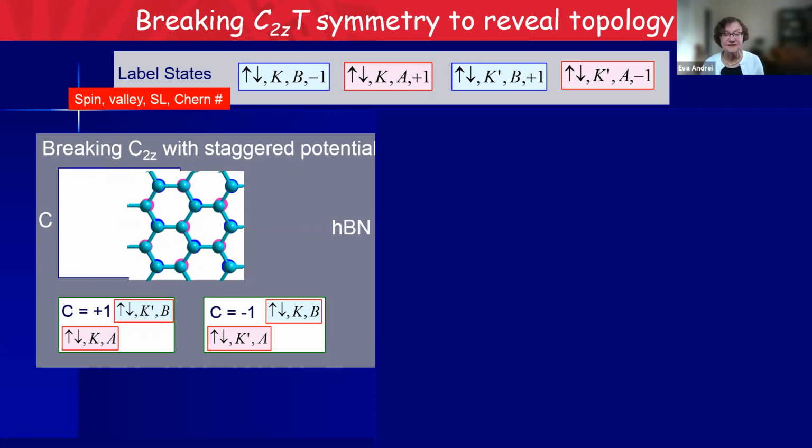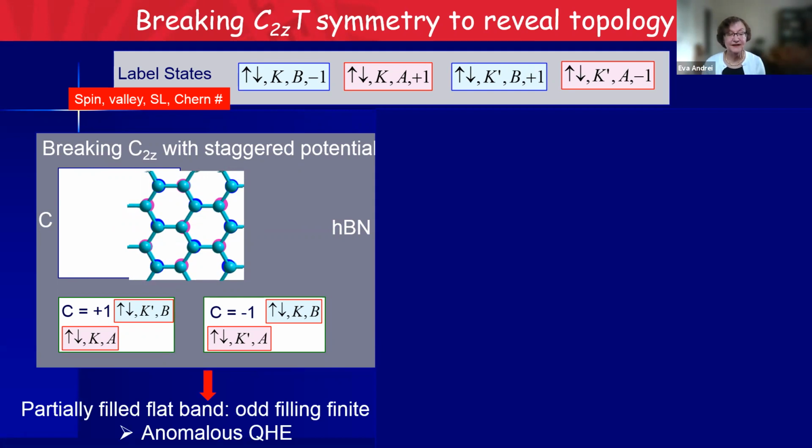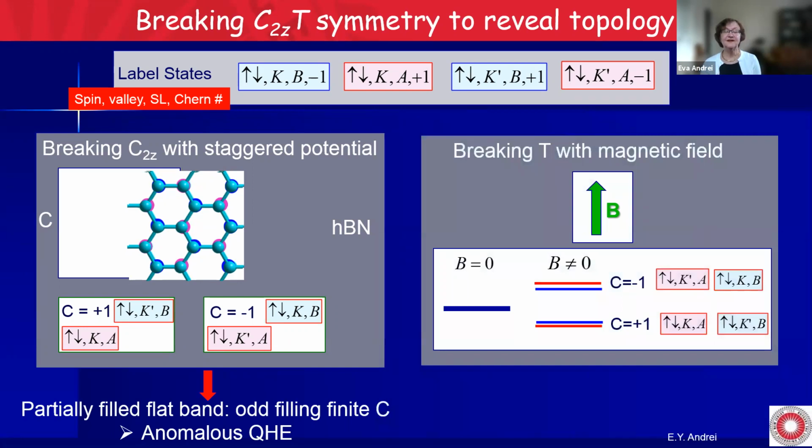And then you start throwing in electrons. If you're partially filled, depending on how you throw them in, if you have an odd filling, for example, you will certainly have a finite Chern number, and that will give you an anomalous quantum Hall effect, a quantum Hall effect which you can get without an external magnetic field. The other way of breaking the symmetry is by applying an external magnetic field. There you break the time reversal symmetry, and now all the states that have a Chern number of +1, that are aligned with the magnetic field, will have lower energies, and the states with -1 will have a higher energy. Again, depending on how you throw in your electrons, you will get a finite Chern number, so you will get a topological band, which will allow superconductivity to take place.